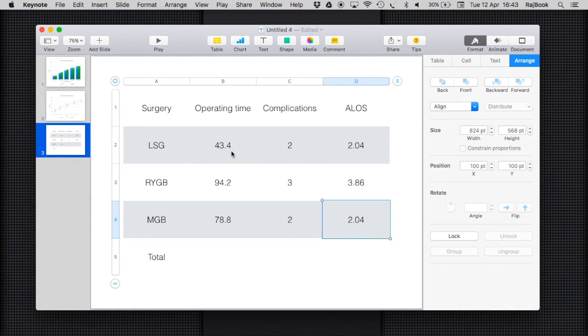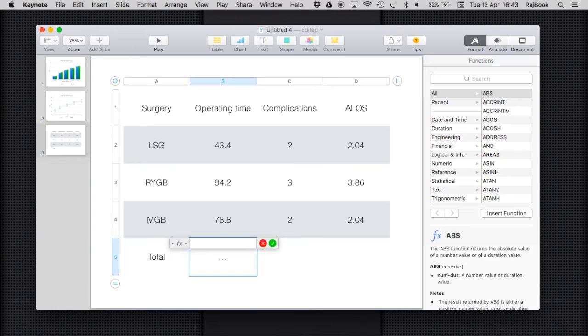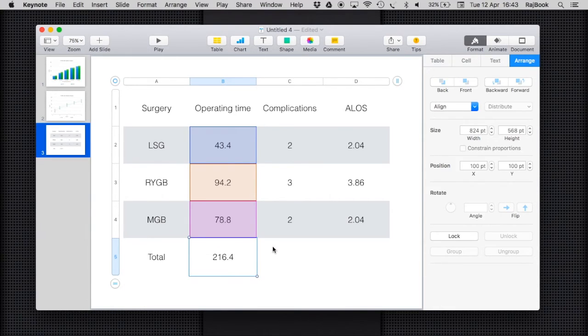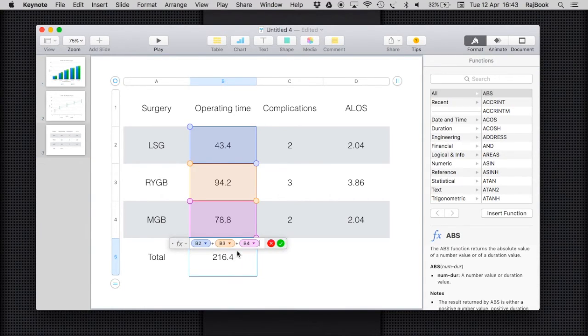So now what we can do is, instead of trying to calculate through other sources, Keynote has its own special way of doing it. So go there and type equal to in the column where you want results. Then a pop-up screen comes in. In that, you can add all three together. So by default, if you click all three, it will be added. So operating time totally, it will be 216.4 minutes. But of course, we don't want the total. We want a mean of all three.